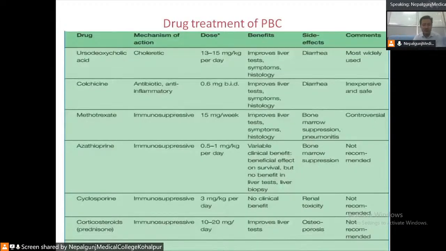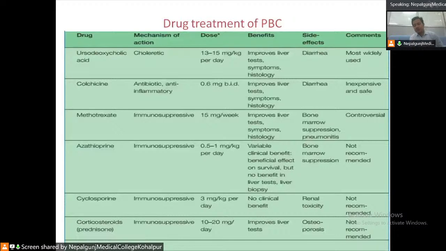Apart from UDCA, there are other drugs given in PBC, but these drugs are not very helpful and have no survival benefit. They are somewhat helpful in decreasing minor symptoms, but they do not alter the course of the disease. Other drugs are colchicine, methotrexate, azathioprine, cyclosporine, and steroids. These drugs are anti-inflammatory and immune-regulating drugs, because the disease is immune mediated. So these drugs are given.